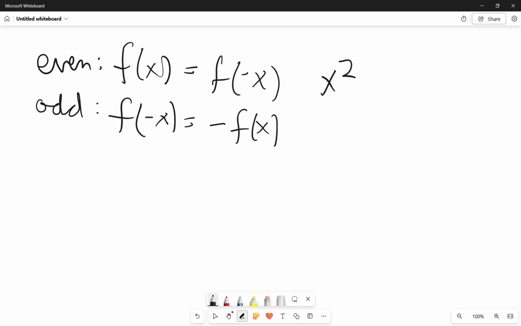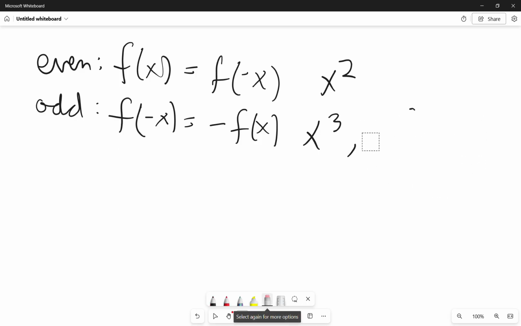Another good example of this would be x cubed. If we plug in negative x and cube it, since the exponent is odd, then it'll be negative x cubed. And if we negate the original function x cubed, we still have negative x cubed, which is equal. So x cubed is an odd function.